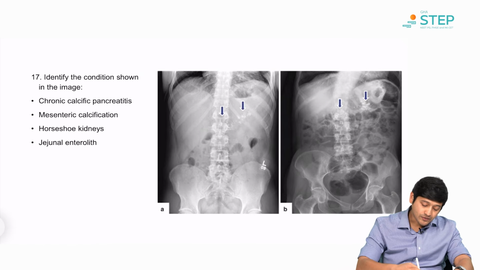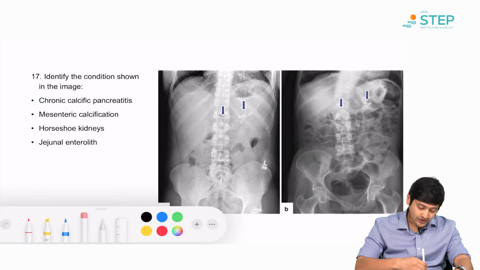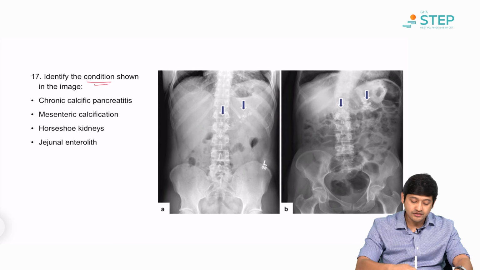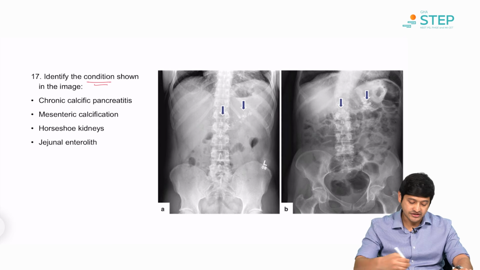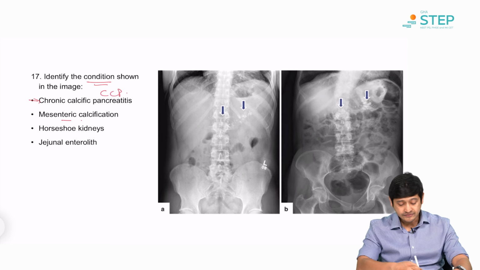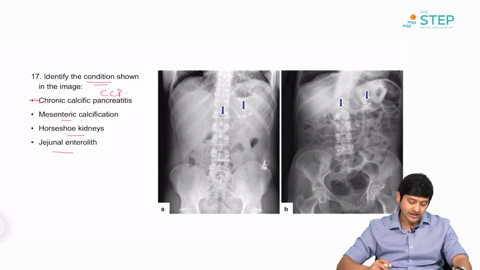Okay, so the next one is pretty simple and straightforward. You've been asked to identify the condition associated or represented in the images. Are you looking at a CCP, chronic calcific pancreatitis? Is there mesenteric calcification? Is there a horseshoe kidney, or are there jejunal enteroliths? So we'll take a look at these images.